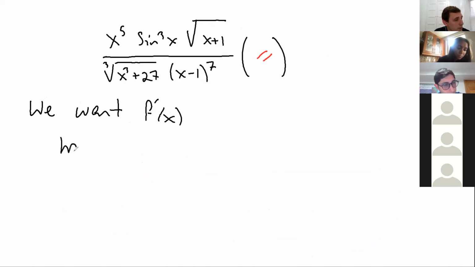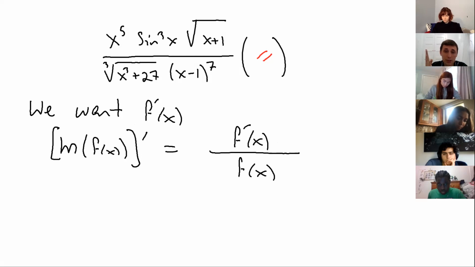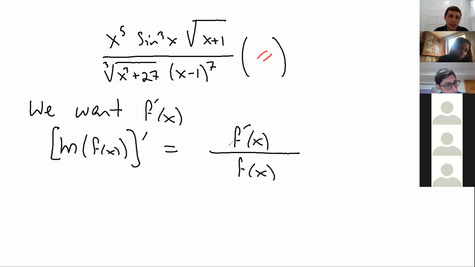We can instead take the derivative of ln of f of x, logarithmic differentiation, which will be f prime x divided by f of x. So basically, I want just the derivative of f. What I get here is the derivative of f divided by the function itself. All I need to do is just multiply by the function, and they would cross out.